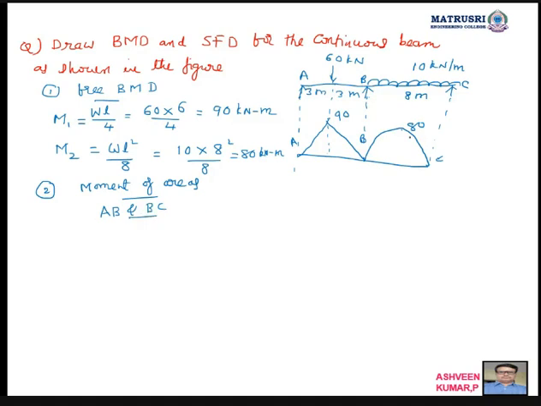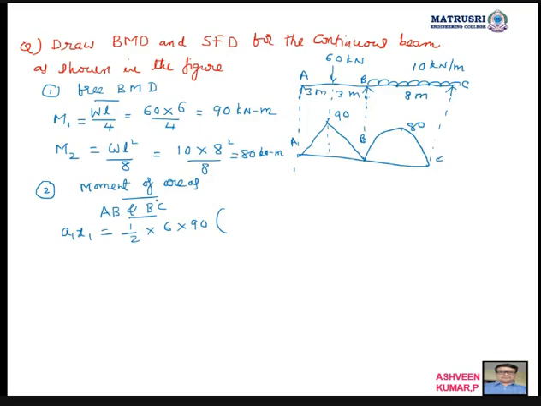AB and BC span. So AB I will take as A1 X1. What is A1 X1? What is the shape here? Triangle shape, it is symmetric here. So what I will take? Half into L, that is half into 6 into 90.